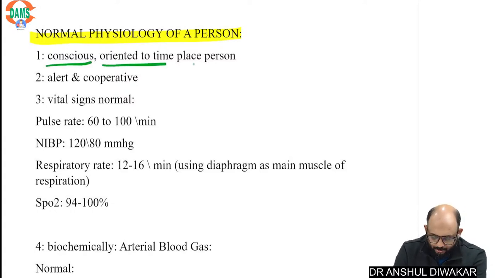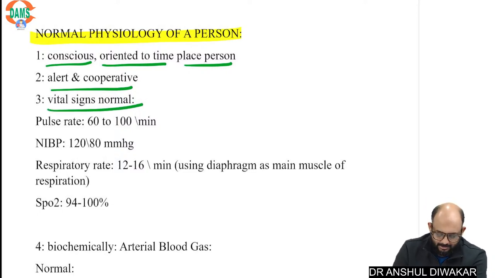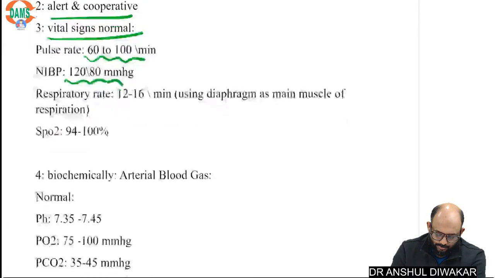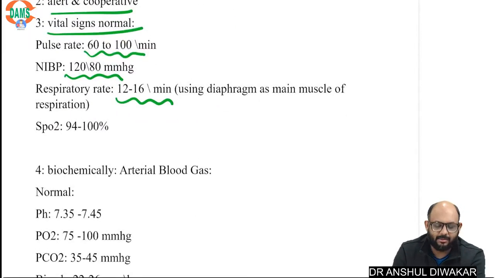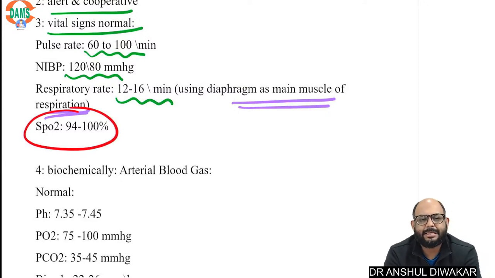Conscious, oriented to time, place, person. Alert and cooperative. Vital signs normal, say pulse between 60 to 100, NIBP 120 over 80, respiratory rate 12 to 16 with using diaphragm as the main muscle of respiration, and oxygen saturation between 94 to 100%. This is normal clinically.